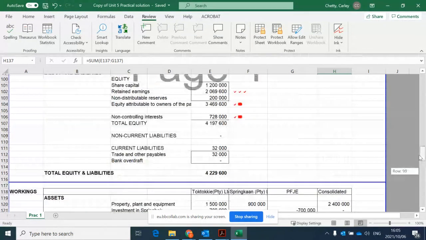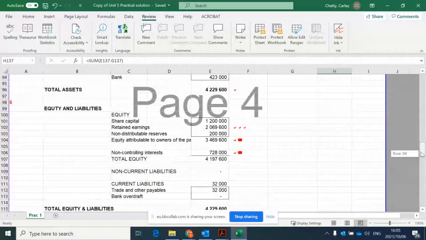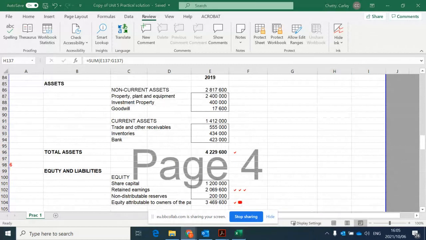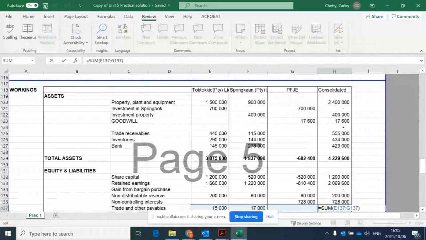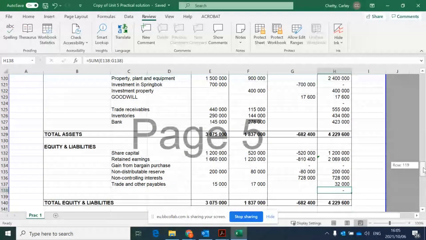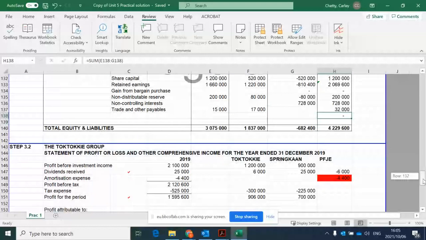So if you go up here, these are the workings. All of these figures here in the statement of financial position, they all represent that final column that we went through. I just wanted to show you the workings. Okay. Now that is the statement of financial position. Let's go have a look at the next statement.